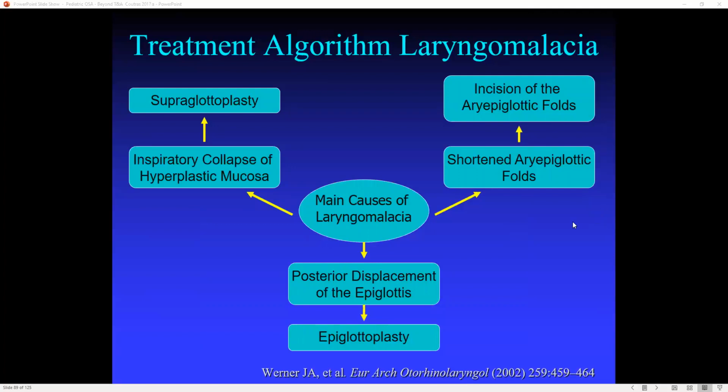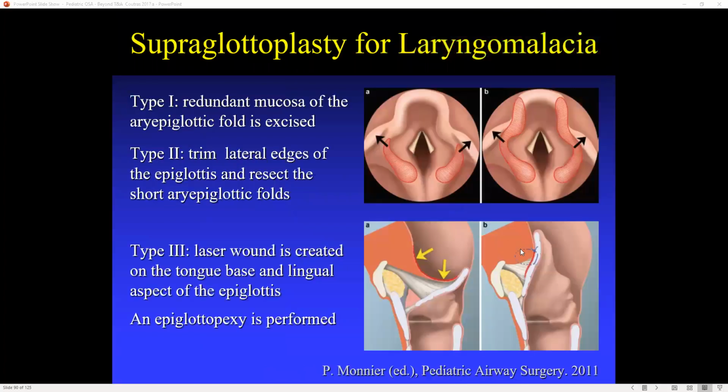Very straightforward operation. And you know, as resident, you would mark this down as pediatric airway because you've got to meet your clinical indicators. And then posterior displacement of the epiglottis, epiglottoplasty. And there's different ways that you can do that.